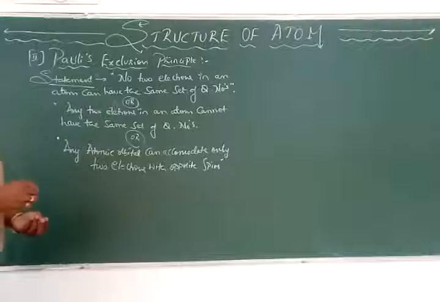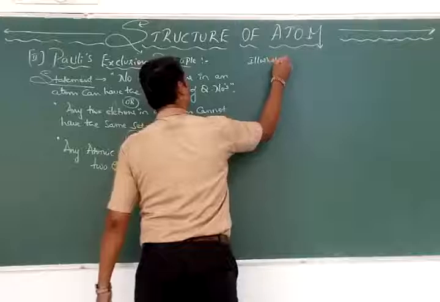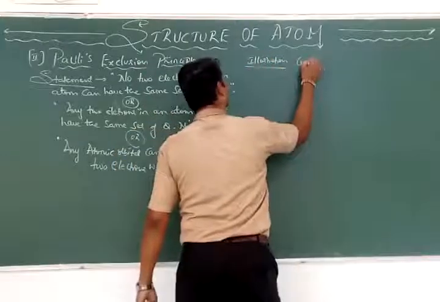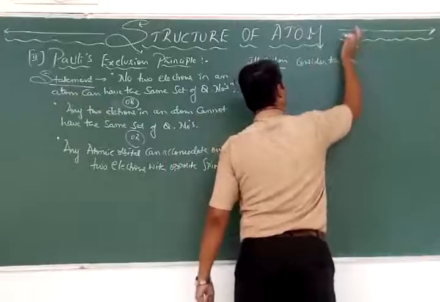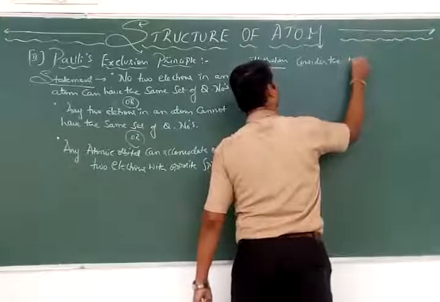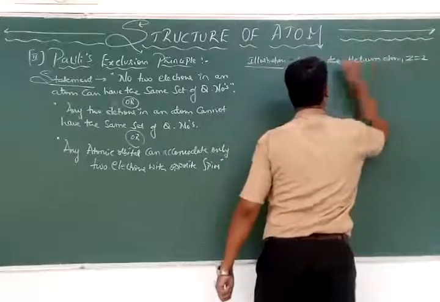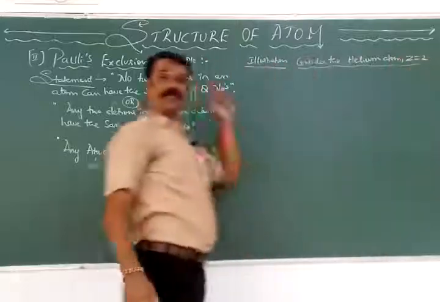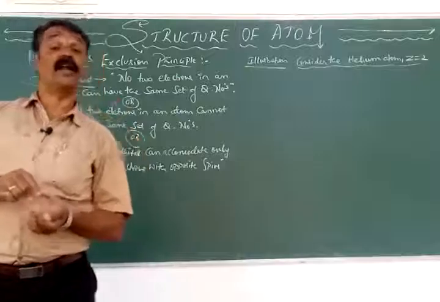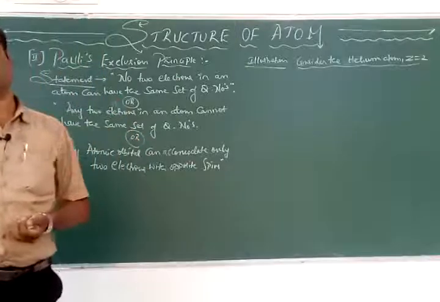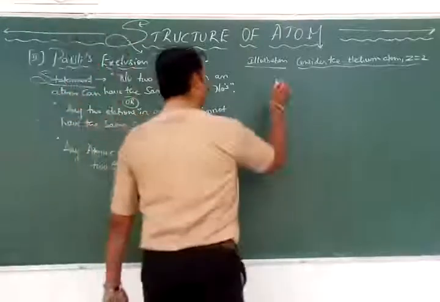Okay, so let's have an illustration with respect to this. Consider the 2 electrons. Consider the helium atom with Z equal to 2, where Z is the atomic number. Why can't I take hydrogen, the first element? Because it contains only 1 electron. We have to start with at least 2, that is helium.